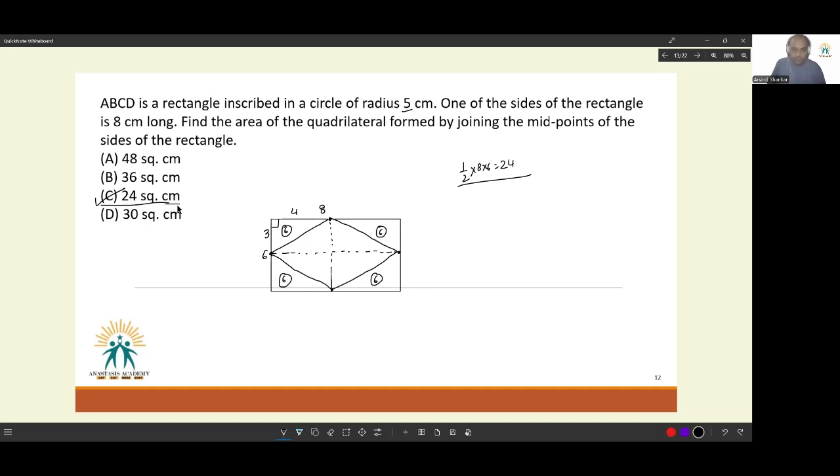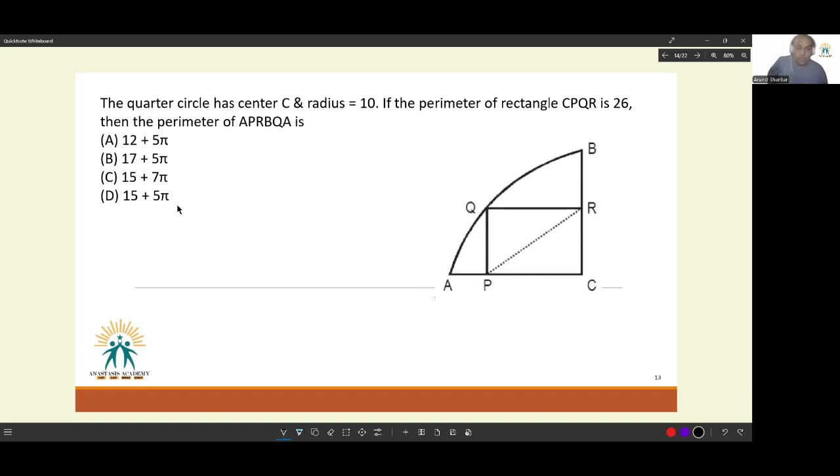Next question now. The quarter circle has a center C and radius equal to 10. If the perimeter of the rectangle CPQR is 26, then the perimeter of, look at this journey that we are going on, A, P, R, B, U, and A. We're looking for the perimeter of this shape.